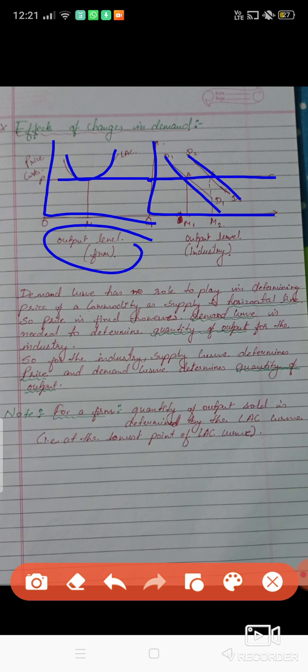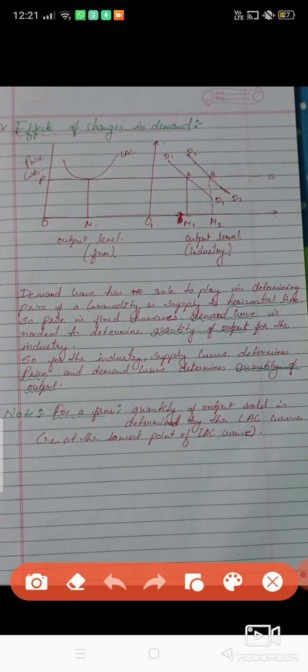This one is of the industry. This curve is of the industry and this curve is of the farm, not industry. Now we need to understand what is the role of the demand curve in these two, in the farm also, in the industry also.